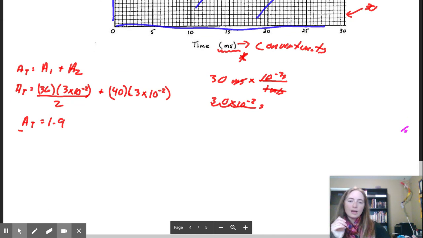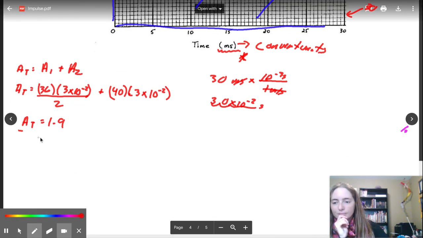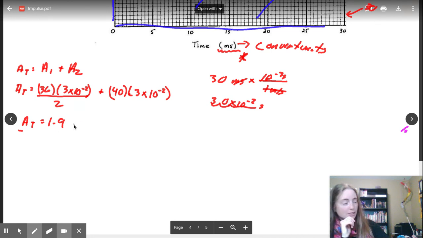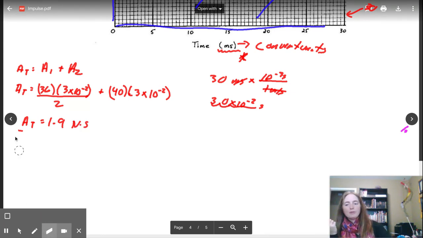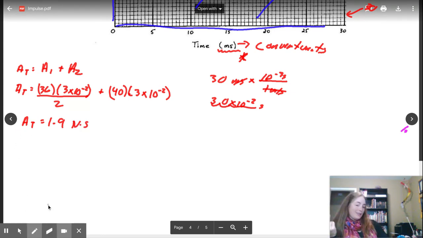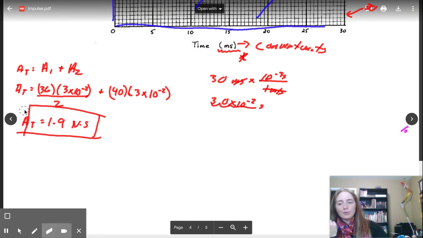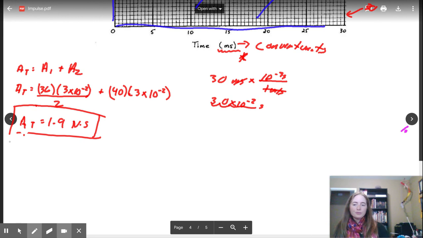And then we are going to put units, which is going to be Newton seconds. If you use kilogram meters per second, that's also fine. They mean the same thing. But because we are multiplying force times time, Newton seconds is just the more appropriate units. I won't deduct if you use kilogram meters per second. That's fine. So we could even write this out properly with our delta P is 1.9 Newton seconds.